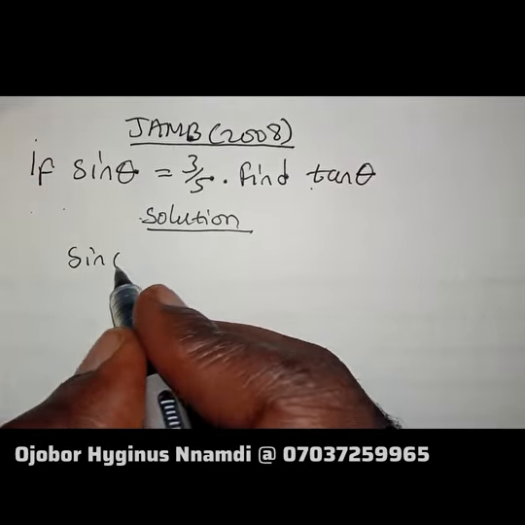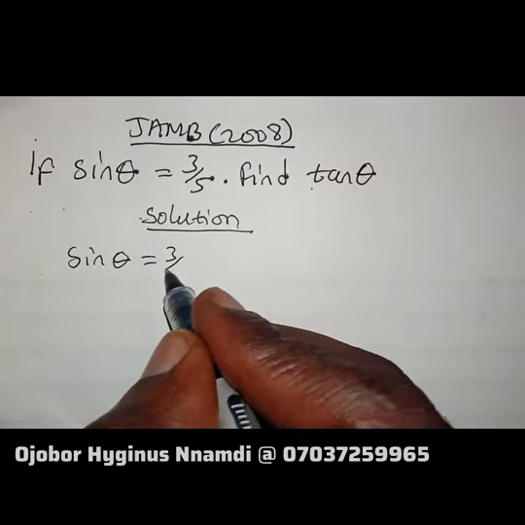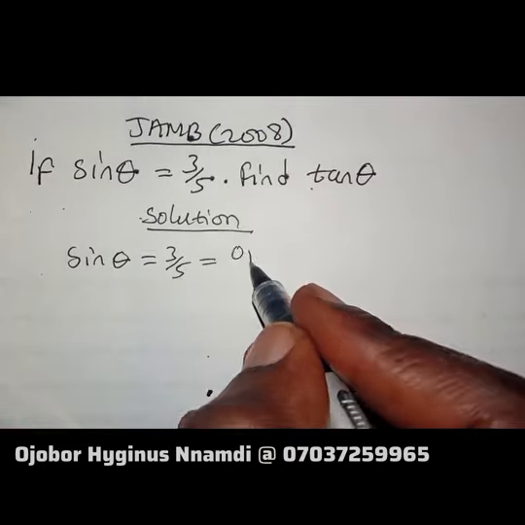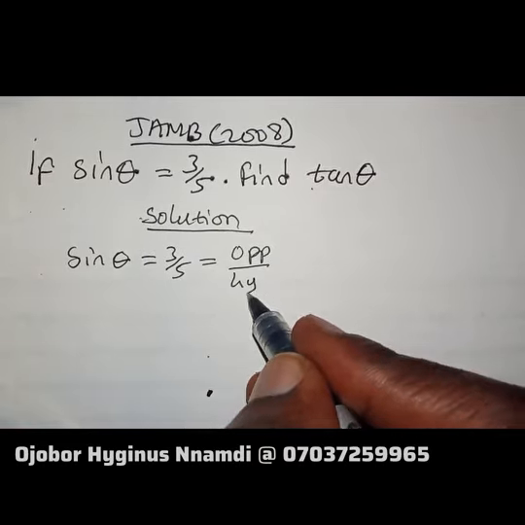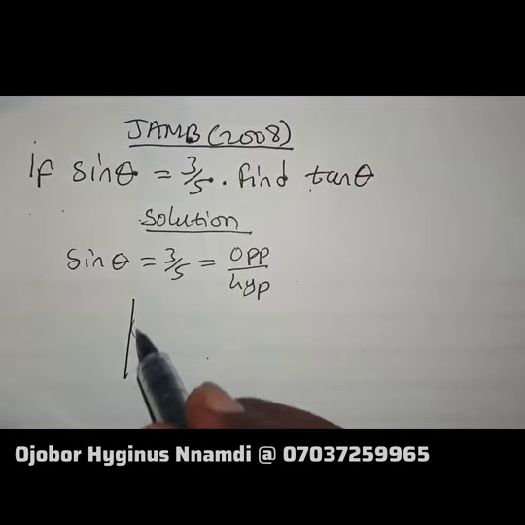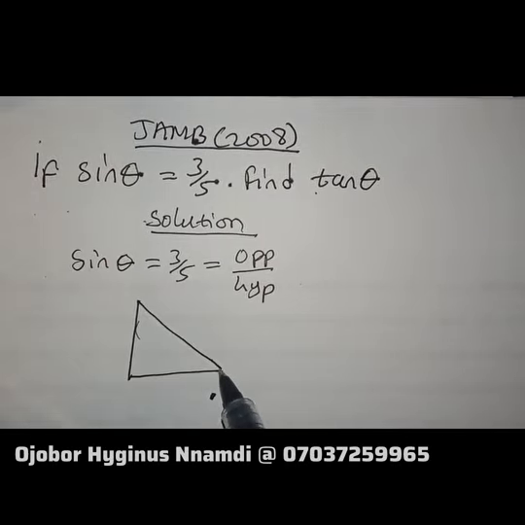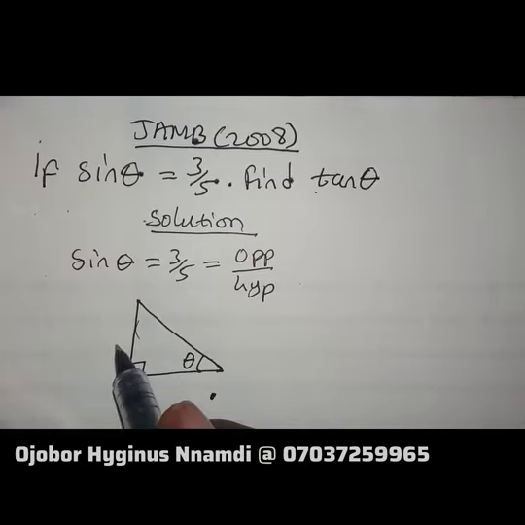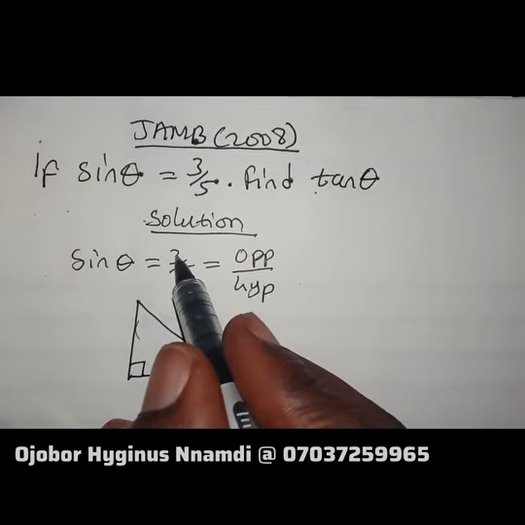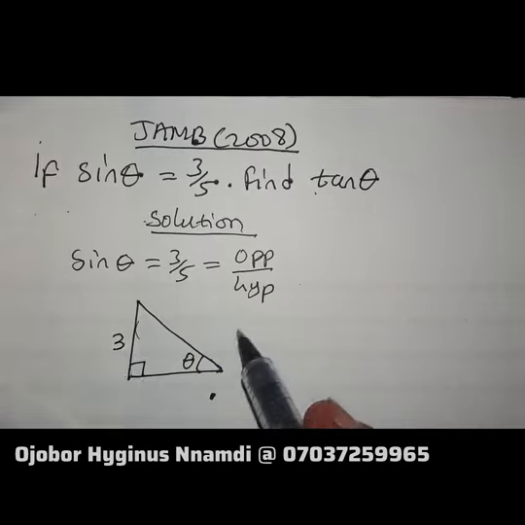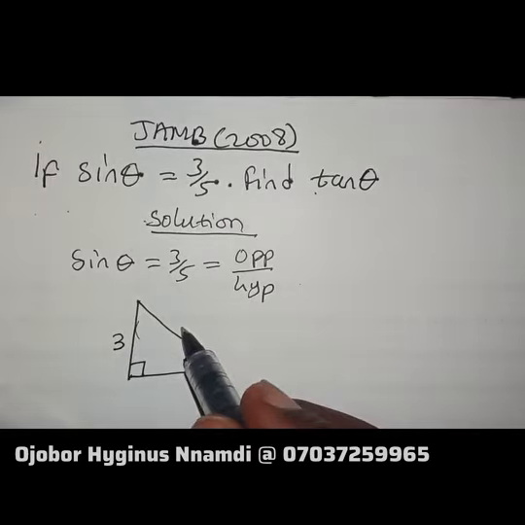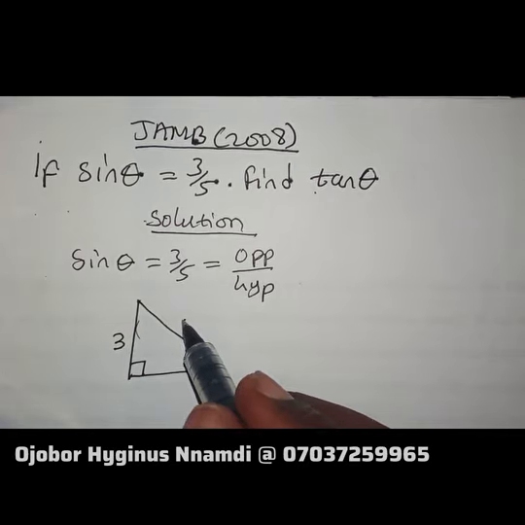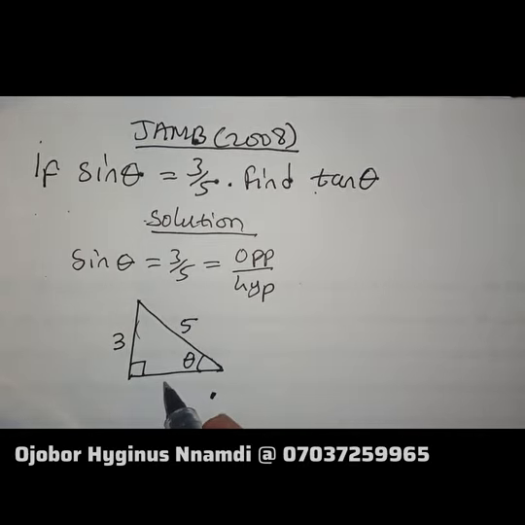Remember that sine theta is 3 over 5, and sine is opposite over hypotenuse, so we draw a right angle triangle. From our right angle triangle, we can label any of the angles apart from the 90 degrees as theta. Once that is labeled, the opposite is the side facing that theta, which from here is 3, while the hypotenuse is the longest side, or the side facing the 90 degrees, which from here is 5. So we are left to find the adjacent.